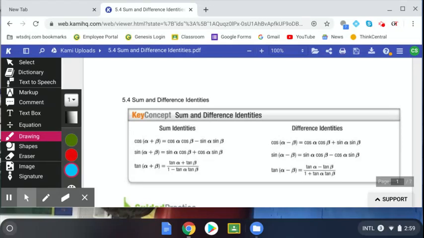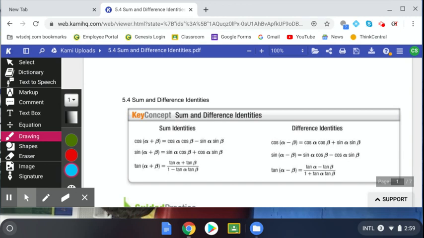Section 5.4 is going to be the last section we are going to cover in chapter 5. And this is about the sum and difference identities. So the sum and difference identities are listed here in this chart.